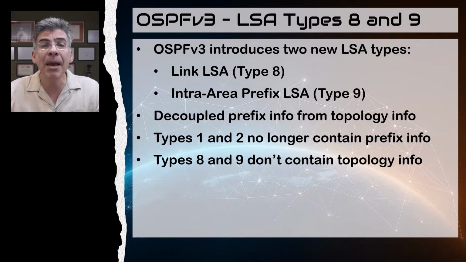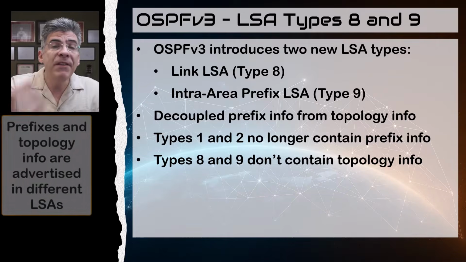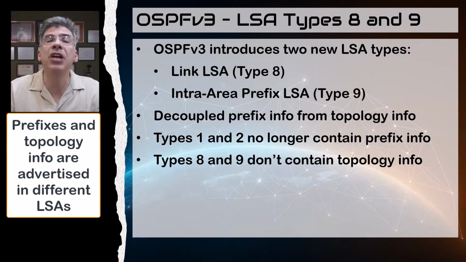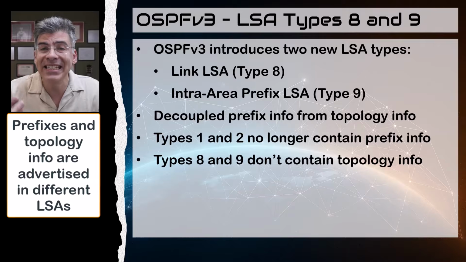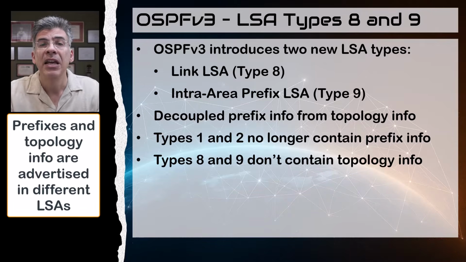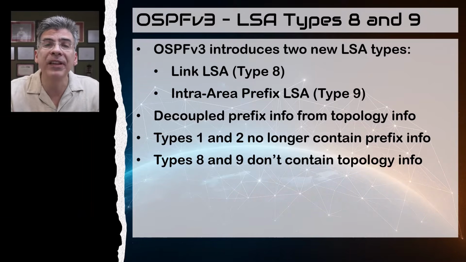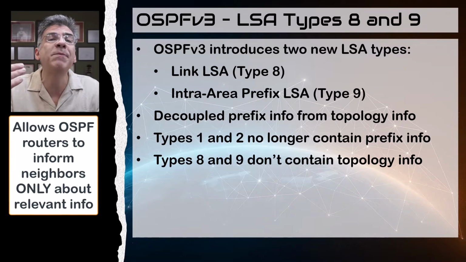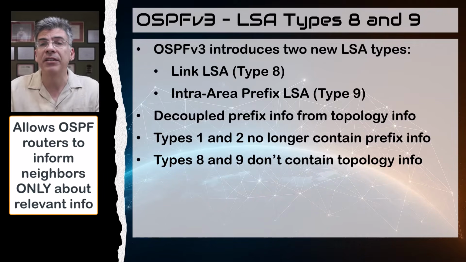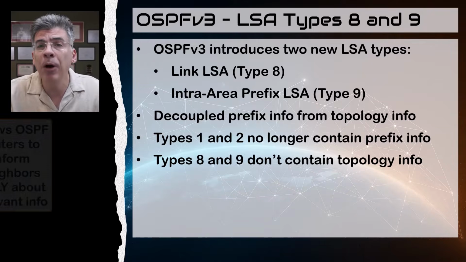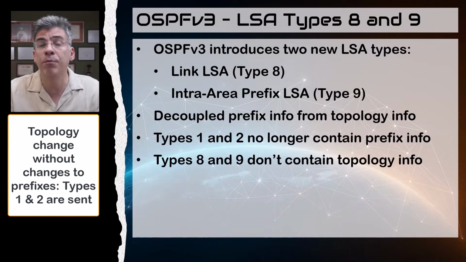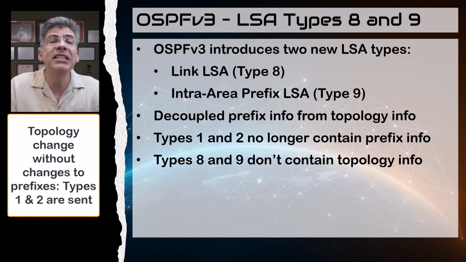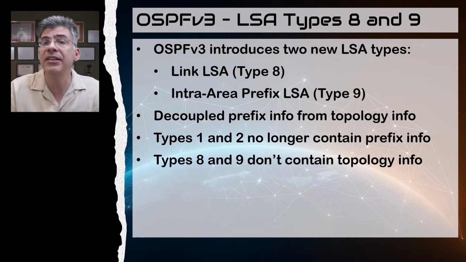It means we separate the prefixes from the topology information. The prefixes and topology are now advertised through distinct, different LSAs. This separation provides greater flexibility, allowing routers to inform neighbors only about the specific changes that are relevant. For example, if there's a topology change without any change to prefix information, only types 1 and 2, that is, router and network LSAs, are sent.